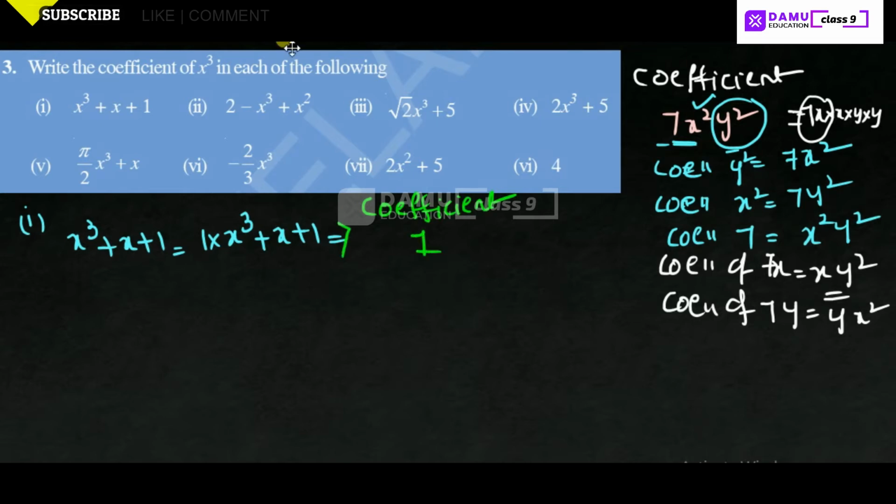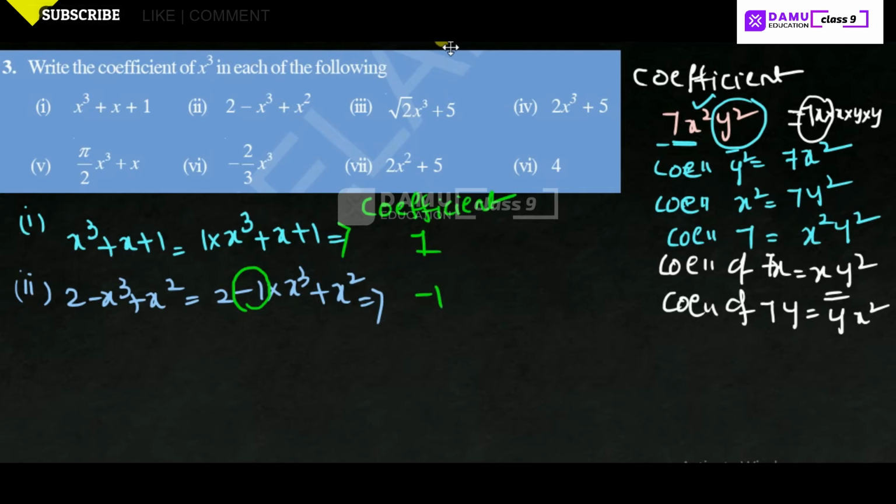Our second one is 2 minus x cube plus x square. You can write it in the format of 2 minus 1 into x cube plus x square. So what is the coefficient? The coefficient here is minus 1. You should not forget about the minus also. The sign is important and compulsory. If it is positive, we will not keep it.